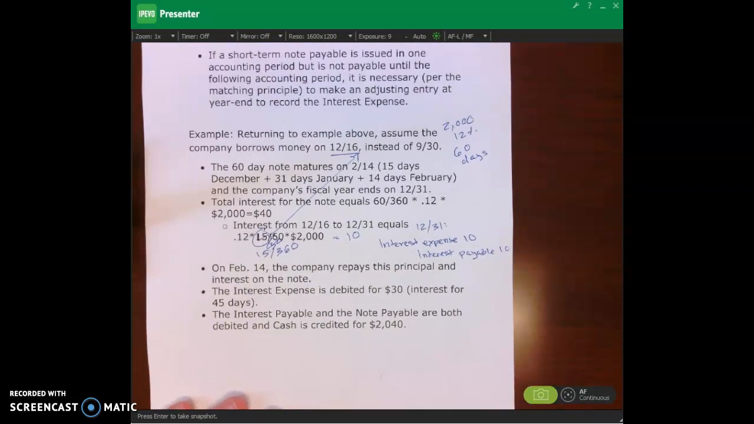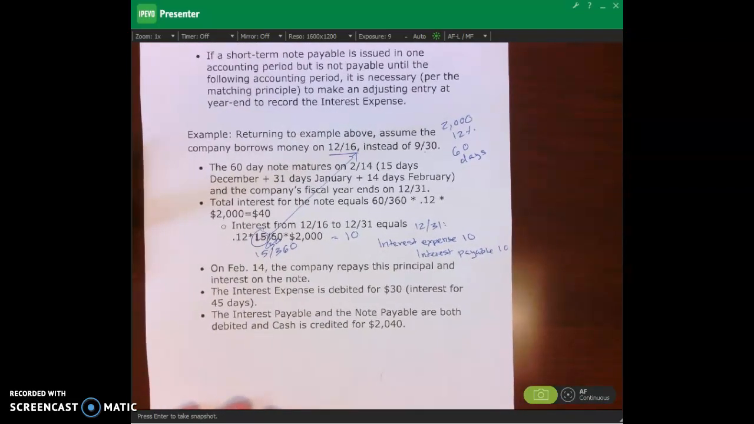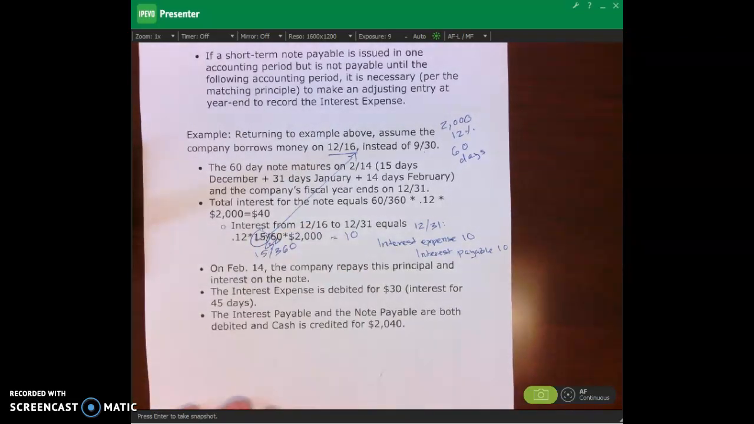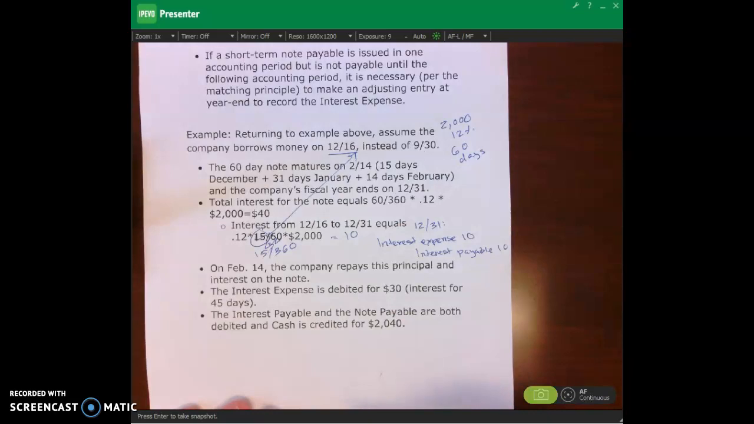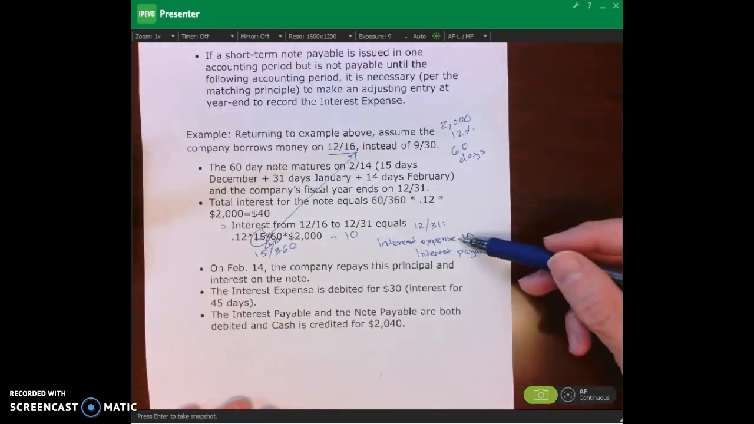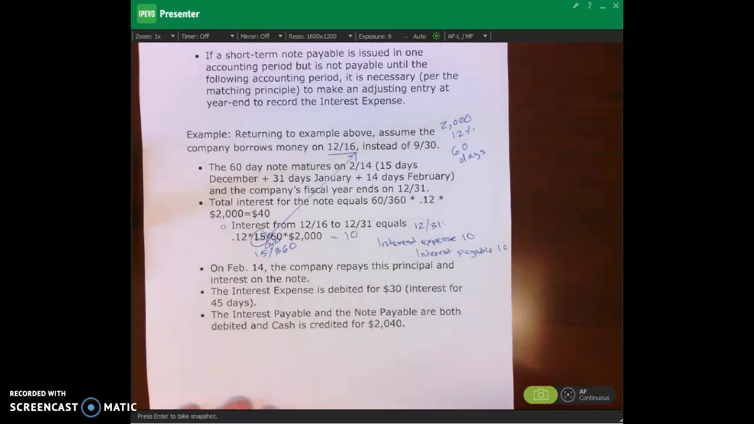And again, the reason that we have to do that is per the matching principle. So we're using this loan during this accounting period to help us in company operations and to generate revenue. So then we have to match the expense associated with that loan in the same period for which we receive the benefits for using that loan. So think about it this way. We got 15 days worth of benefits in this year, so we have to recognize 15 days worth of expense in this year because of the matching principle.